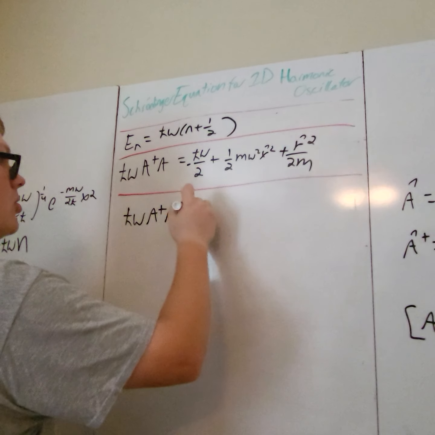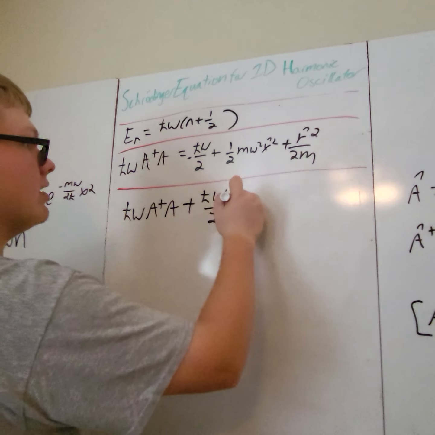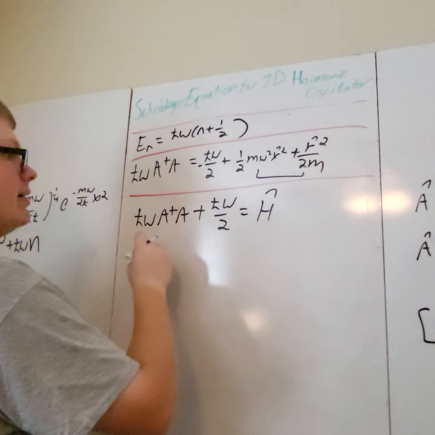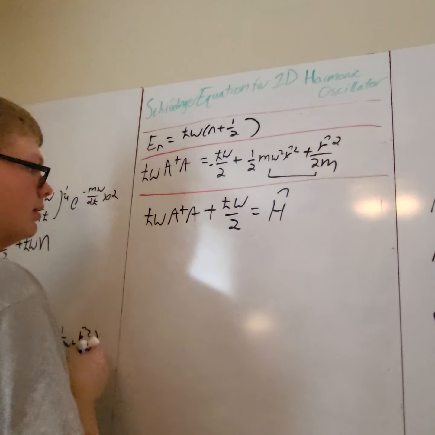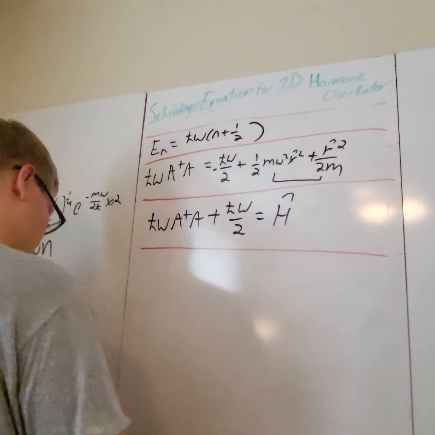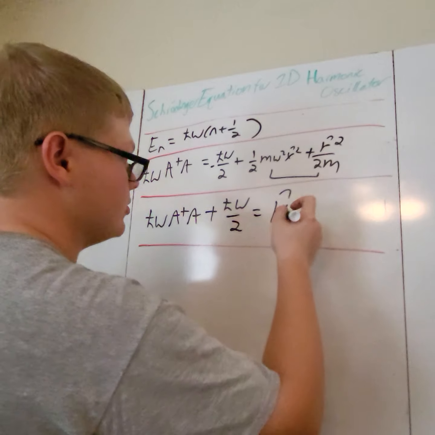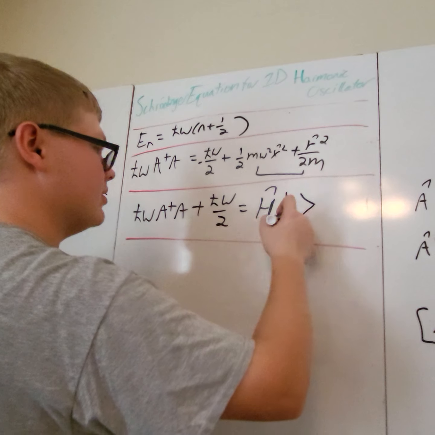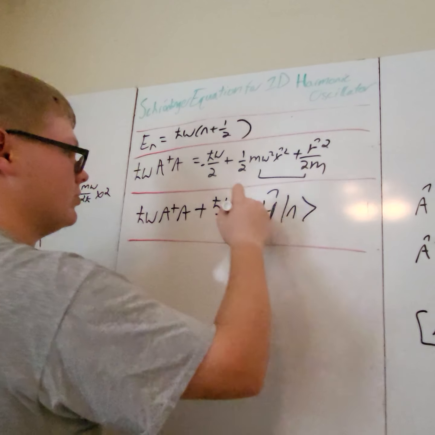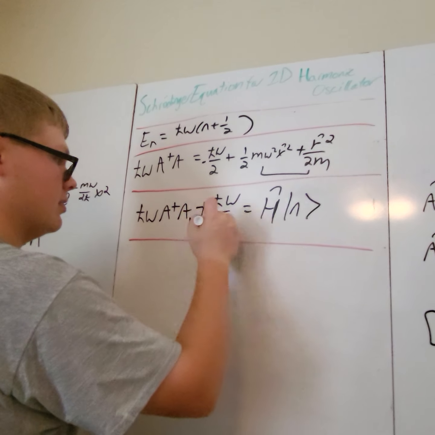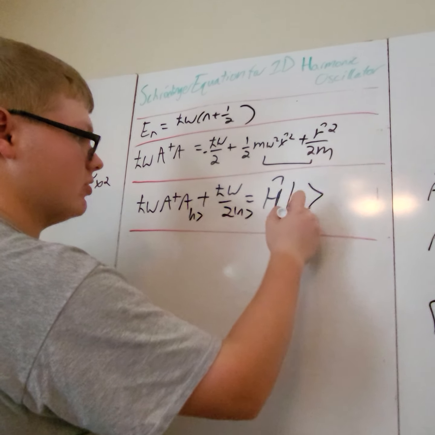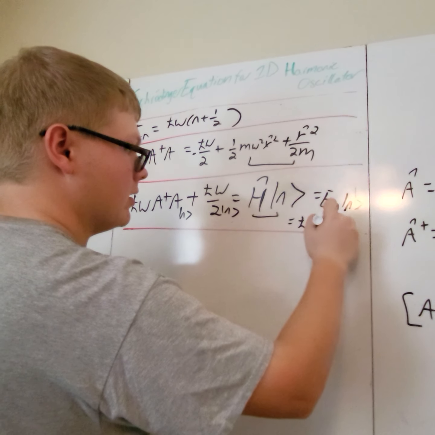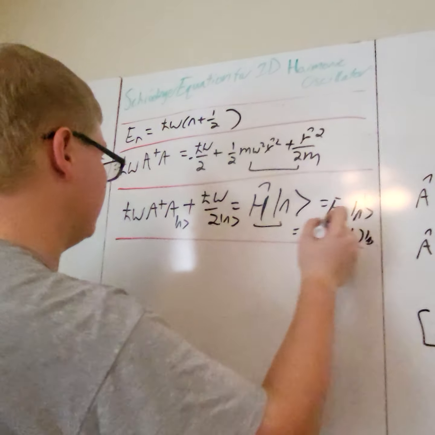Now let's add h bar over 2 to each side. Well, that's just our Hamiltonian operator. So when we act on the state, I'll use bracket notation, I think. I've heard it both ways. Different people like to say it different ways. Acted on the state, well, that's just our energy levels, equals h bar omega, n plus 1/2, n.